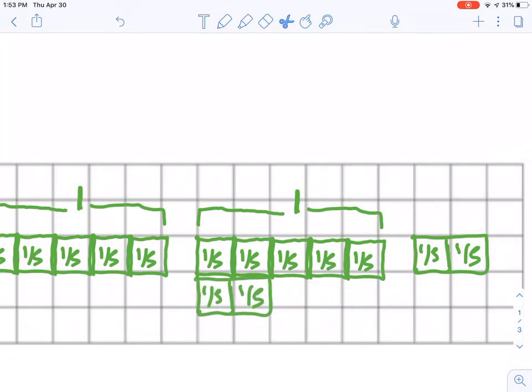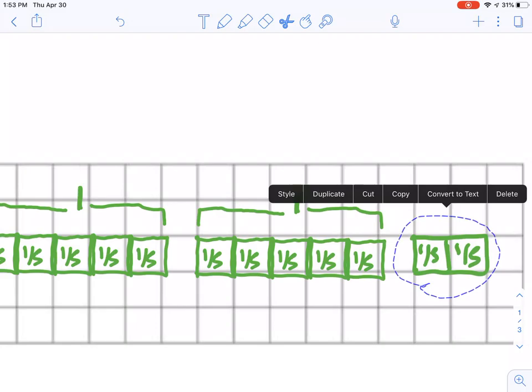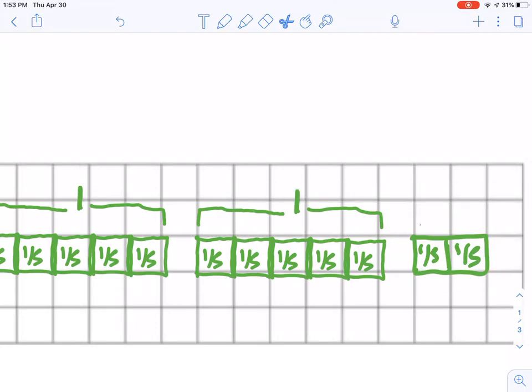As we're sizing it up, we notice that it's not a full group, right? If a full group is 5, and this is only 2 out of the 5, it means we have what? Well, 2 out of 5 means 2/5. 2/5 of a group, right? 2/5 of a group.